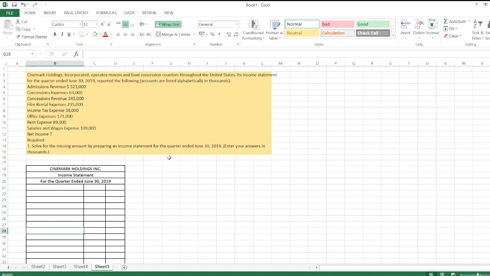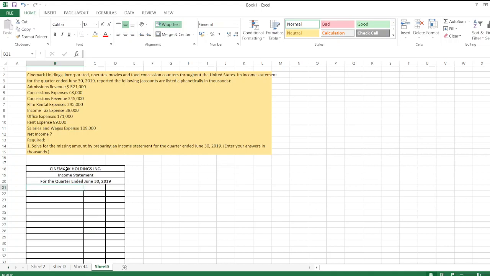Its income statement for the quarter ended June 30, 2019 reported the following. So this is the income statement, which is admission revenue, concession expenses, concession revenue, film rental expenses, income tax expenses, office expenses, rent expense, salaries and wages expenses are given. We have to calculate net income by preparing income statement. So net income is equal to revenues minus expenses.